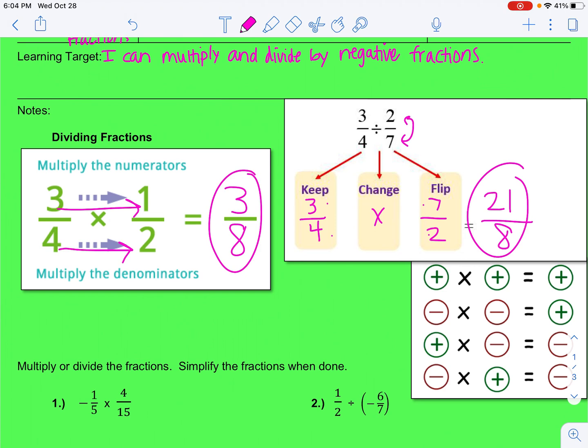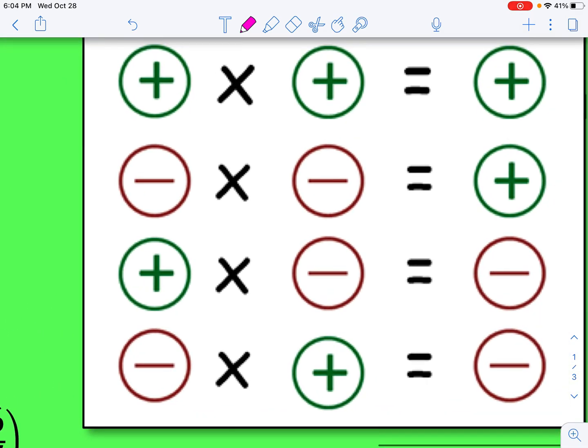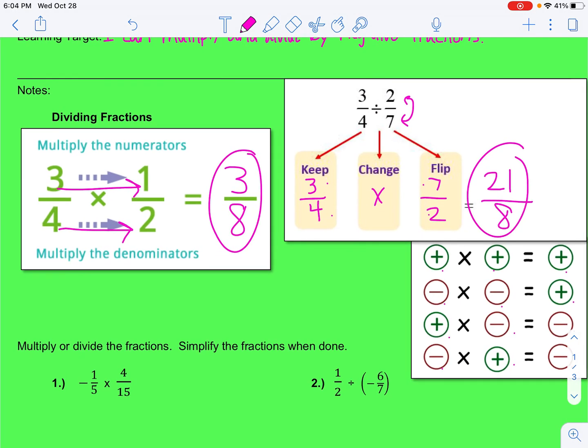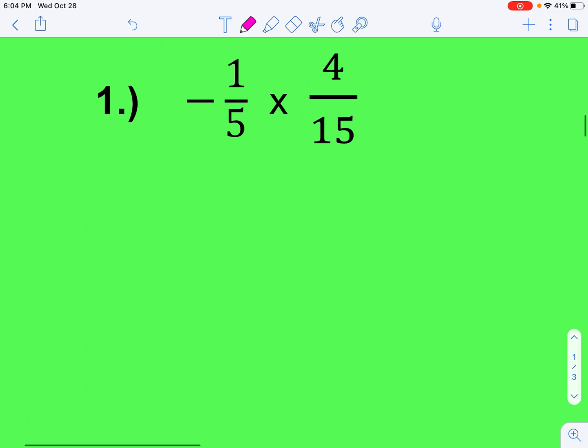But now we are going to talk about how to do it with negatives. Multiplying and dividing negative numbers is exactly the same as regular multiplying and dividing. Now you just need to remember the rules for negative numbers. When you're taking a positive times a positive, your answer is a positive. If you're taking a negative times a negative, your answer is still a positive. If you're taking a positive times a negative, your answer is a negative. And when you're taking a negative times a positive, your answer is negative. So that's all we're going to do when we are multiplying and dividing fractions.